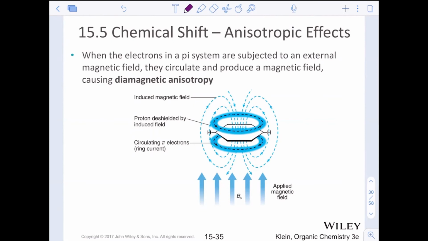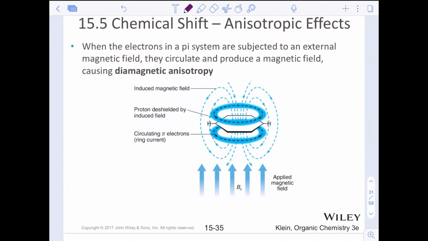And so diamagnetic anisotropy, right? Very difficult to say, sorry. This idea here is looking at an induced magnetic field with the actual NMR, and the protons being de-shielded by that induced magnetic field of the circulating pi electrons. And this is what we call a ring current.